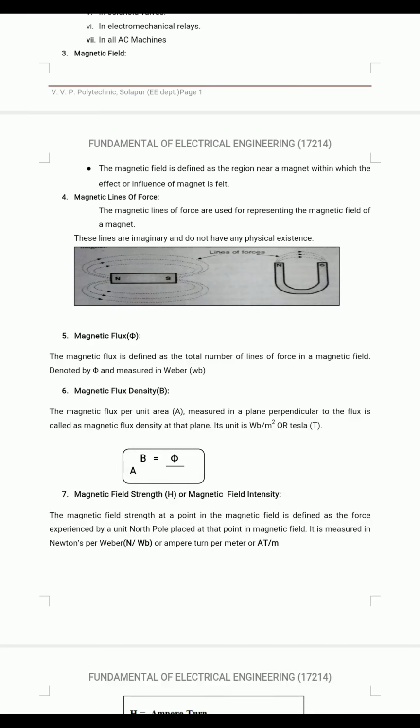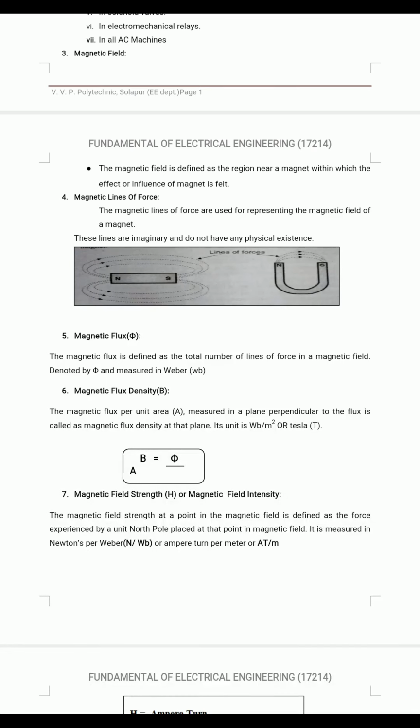In that particular area or in that particular plane, how many fluxes there are is calculated by the magnetic flux density. Density here means what? How many fluxes pass through that plane, or how many fluxes are there in that plane. This we can calculate by the formula B is equal to phi upon A. These magnetic fluxes are perpendicular to the plane and its unit is Weber per meter square.